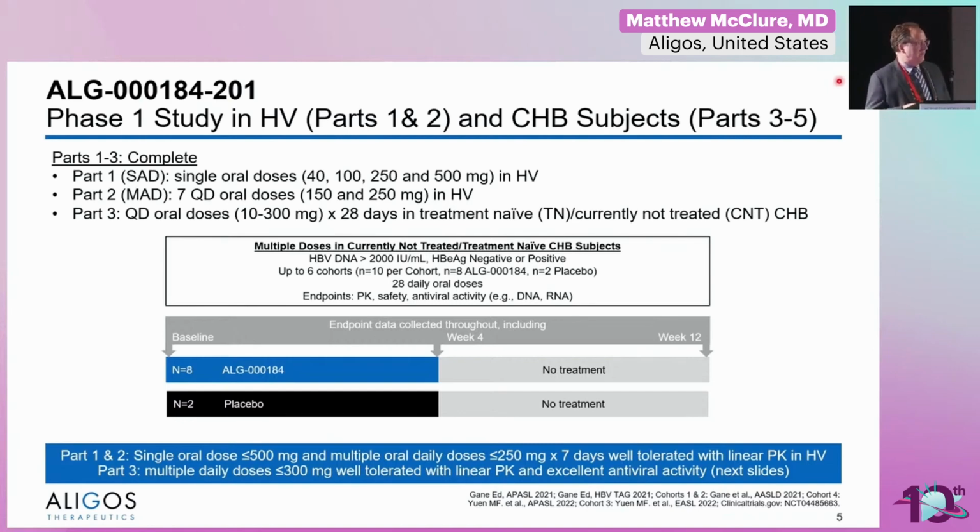And based on that favorable healthy volunteer profile, we advanced it into part 3, which was a 28-day study in untreated HBeAg-positive or HBeAg-negative chronic hepatitis B patients. And basically, just like with all the other first generation CAMs, they got 28 days of once daily, oral 184 versus placebo.